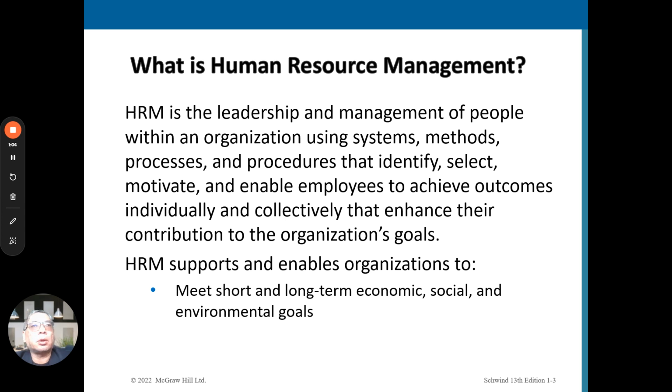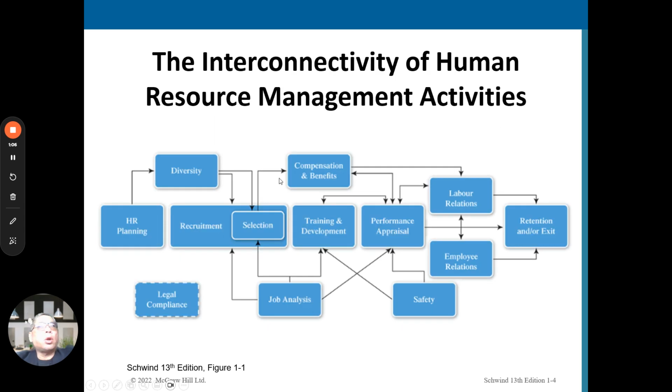Okay. Look at the interconnectivity of the human resource management activities here. We have diversity, compensation and benefits, HR planning, recruitment, selection, training, development, performance appraisal, employee relations, retention, legal compliance, and health and safety. We're going to discuss all of this in the next chapters.